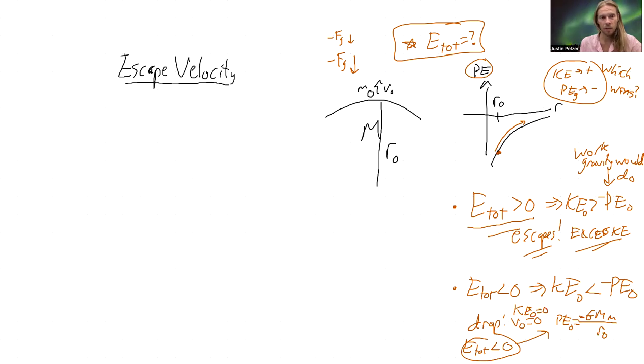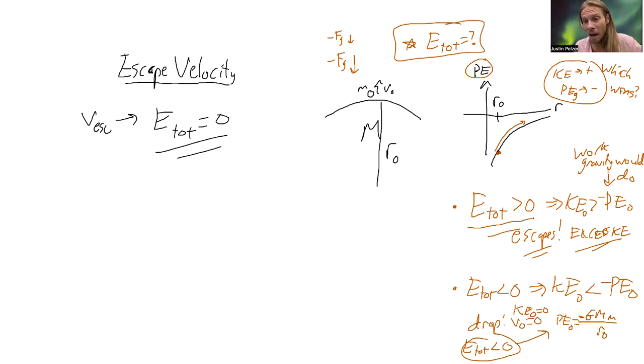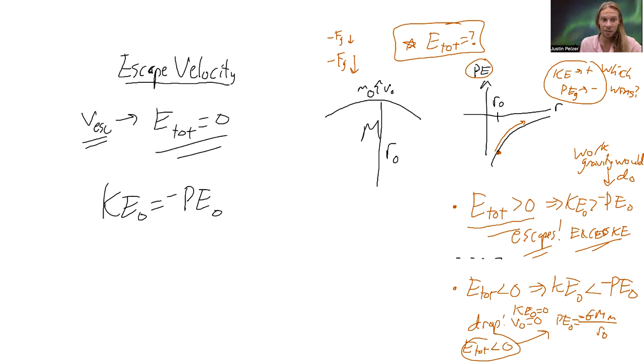So escape velocity occurs when E total equals 0 precisely. So this is greater than 0. This is less than 0. Obviously, there's a perfect point in the middle where it either doesn't escape or it does escape. And the escape velocity is that exact moment where kinetic energy initial equals negative potential energy initial. And if that's the case, clearly then kinetic energy plus potential energy equals 0. So E total equals 0. And we have it perfectly canceling.